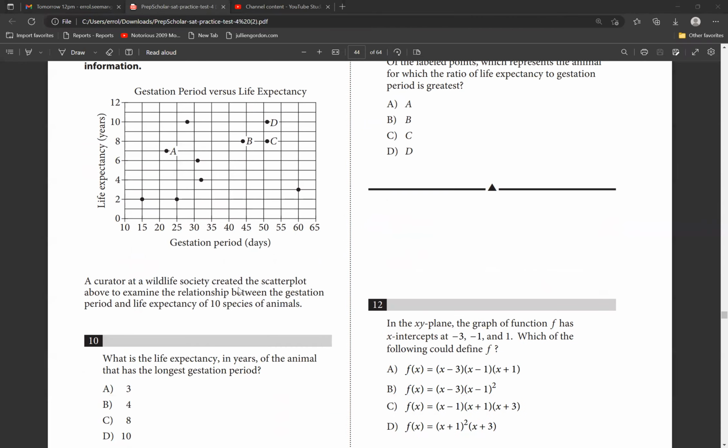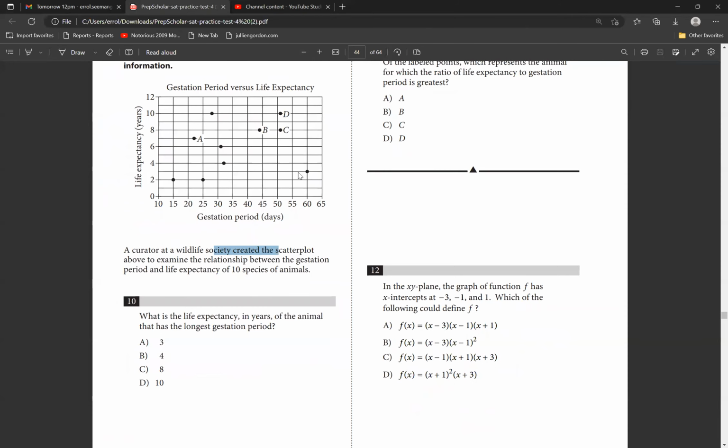Okay, a curator at a wildlife society created the scatter plot above to examine the relationship between gestation period and life expectancy of 10 species of animals. What is the life expectancy in years of an animal that has the longest gestation period?